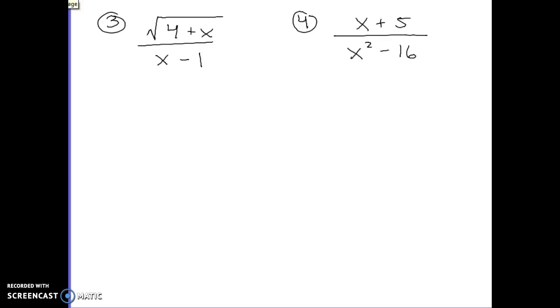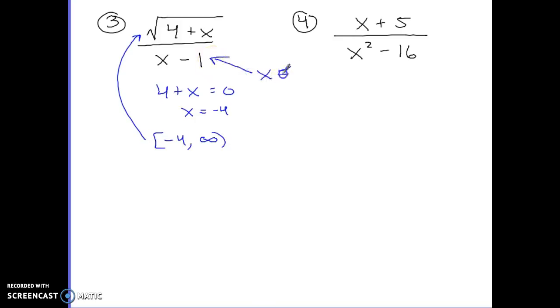Here are a couple more. This time I put a radical on the top in the numerator. And again, I'm just going to set this equal to 0, which gives x is -4. That tells me my starting point. So for my numerator, the domain is -4 to infinity. However, I don't want to divide by 0, so x can't be 1. I'm going to combine these things together because my function is starting with -4, it's going to skip 1 and then pick it back up.